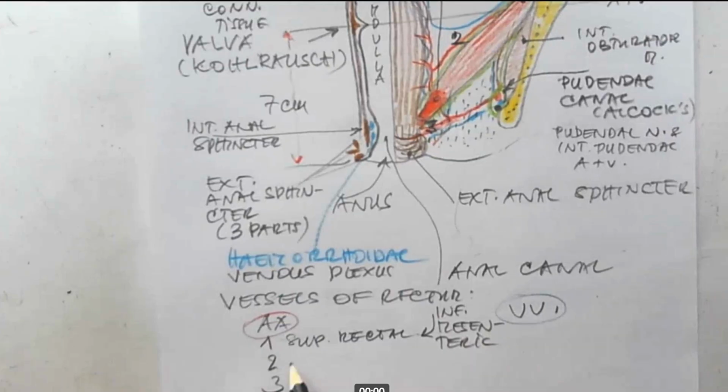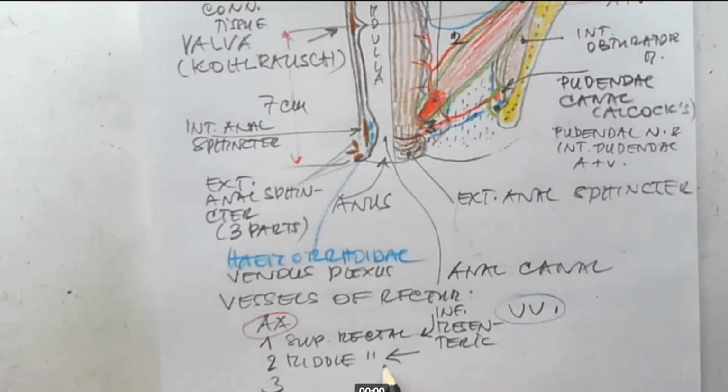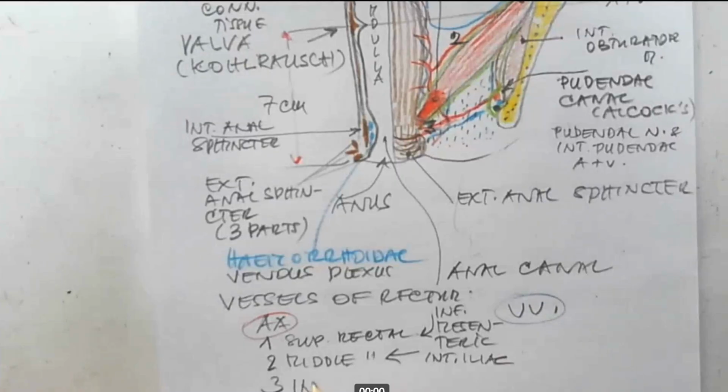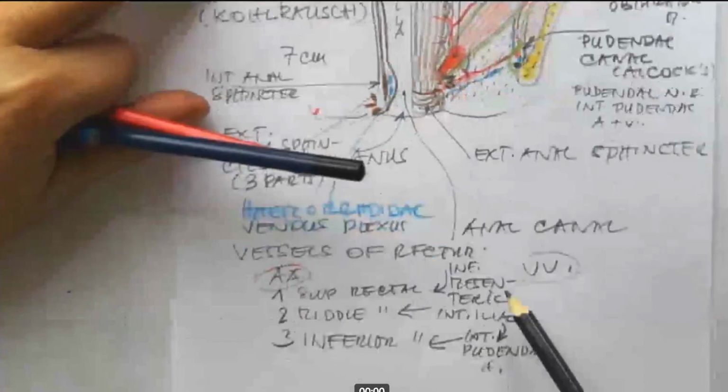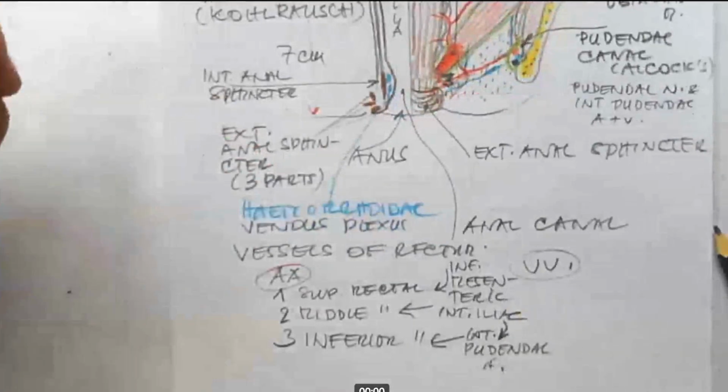This is the same. And number 2 is the middle rectal, and the middle rectal receives blood from the internal iliac. And the last one is the inferior rectal, which comes from the internal pudendal artery. The pudendal artery is the same, a branch from the internal iliac.